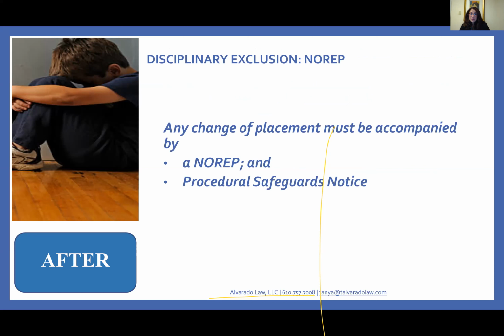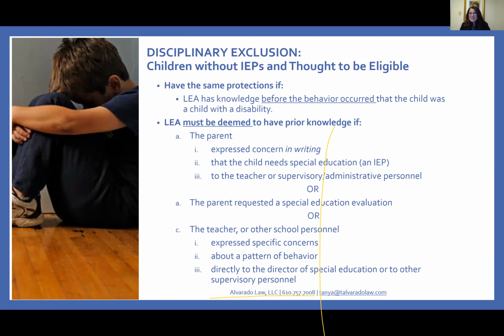So on that 11th day, or that 16th day, you get a NORAP procedural safeguards notice, you get the IEP meeting, and they have to talk about the behavior plan. What if your child doesn't have an IEP and they've violated the code of conduct, and the school district is talking about changing your child's placement, or changing the building or classroom they're assigned to, and you don't have an IEP?